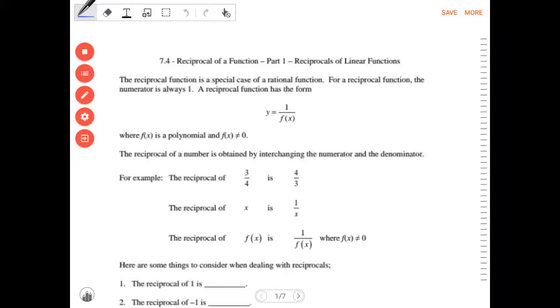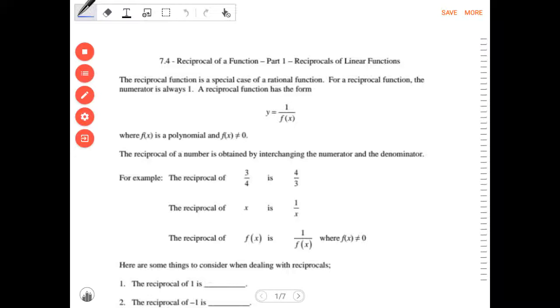It is section 7.4 in your textbook, and it is called the reciprocal of a function, part 1. Okay, so part 1 is going to talk about reciprocals of linear functions. We're going to wait until you guys have done quadratic functions to do part 2, which of course will be the reciprocal of quadratic functions.